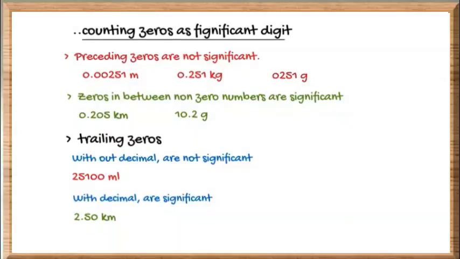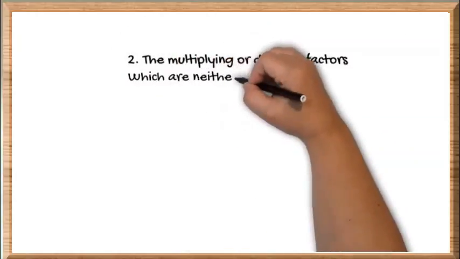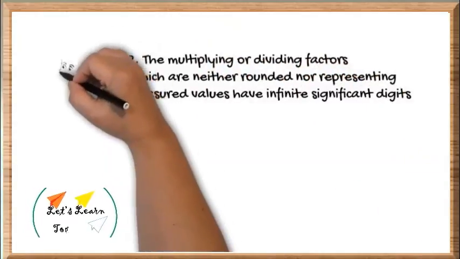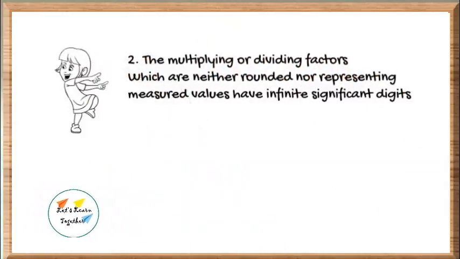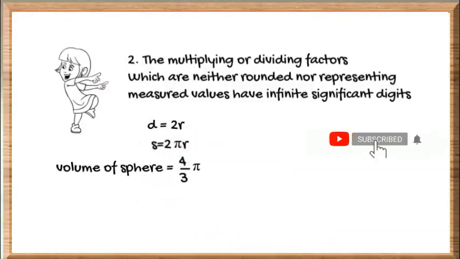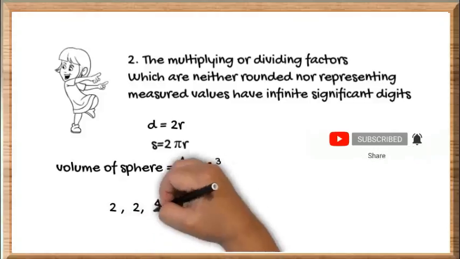Now the second rule for finding the significant figures. The multiplying or dividing factors which are neither rounded nor representing measured values have infinite significant figures. For example, diameter of a circle is 2 times radius, or the circumference of the circle is 2 pi r, or the volume of a sphere is 4 by 3 pi r cube.